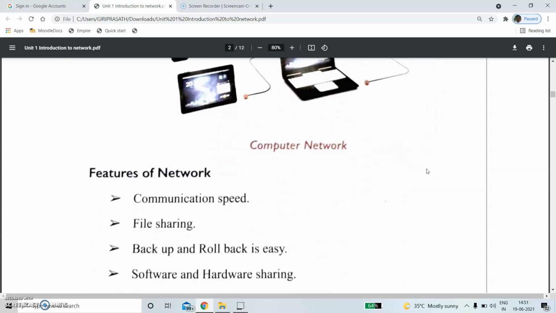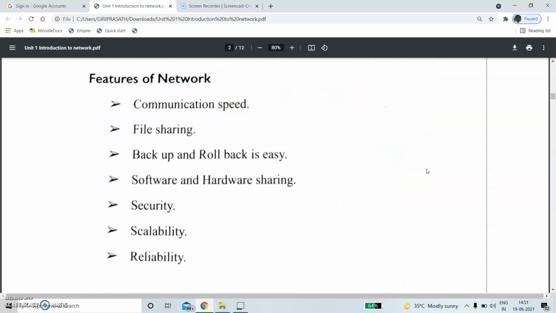Then the features of a network. What are the main features? First one, communication speed. Second, file sharing. Third, backup and rollback is easy. Fourth, software and hardware sharing. Next, security. Next, scalability. And the last one is reliability. So these are some features of the network.